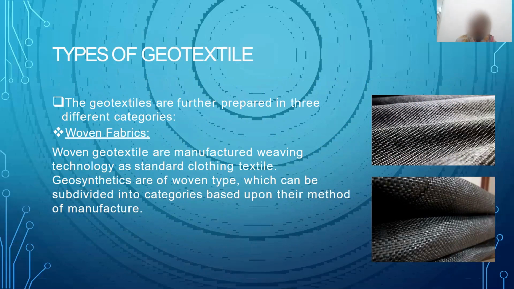Woven fabric is the type. This type has the characteristic appearance of two sets of parallel threads of yarn, that is warp and weft. We can say that.